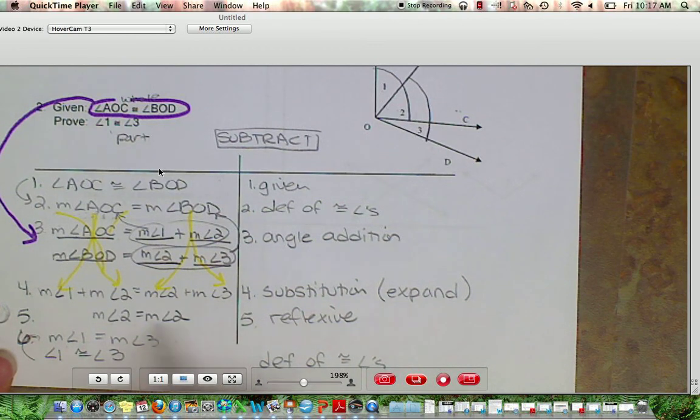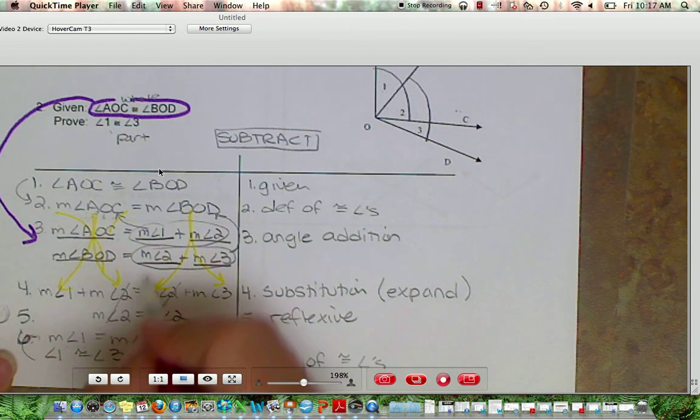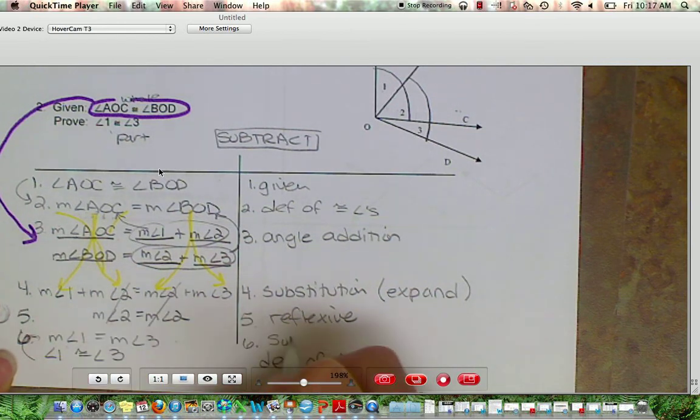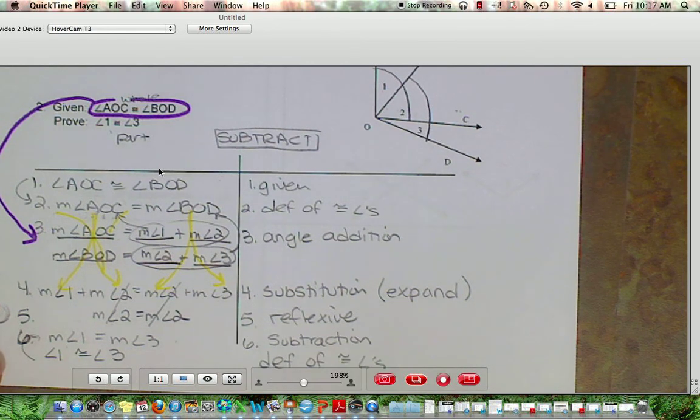And once we say that they're equal, basically all we're doing is getting rid of them. We're subtracting. So the reason for step 6 is just subtraction. We're subtracting angle 2 from both sides of the equal sign. And that leaves us with the 1 and 3, and then we convert it back to congruence at the end.